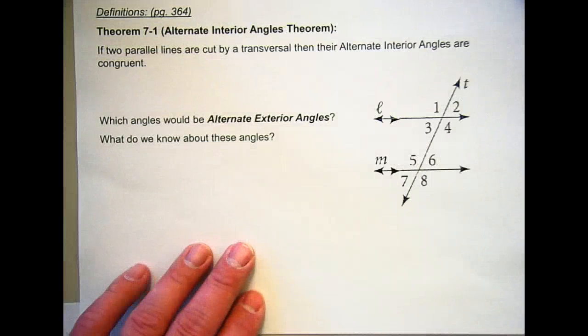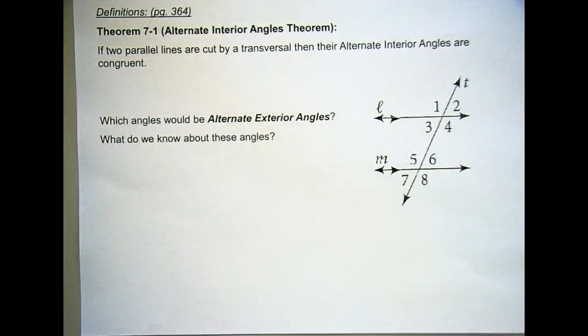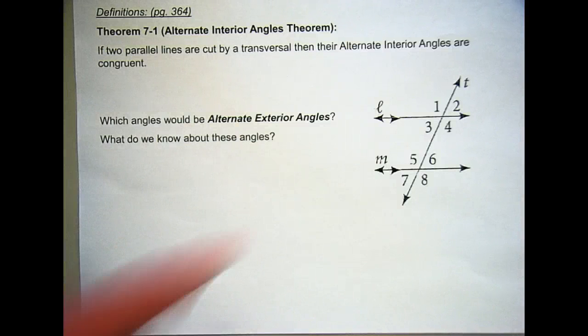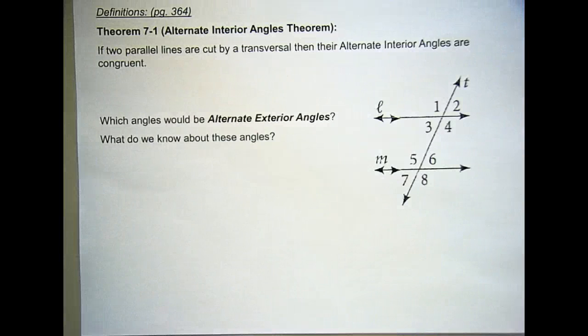All right. Next one, alternate interior angles, theorem 7-1. If two parallel lines are cut by a transversal, then their alternate interior angles are congruent. Alternate interior. So when I say alternate, I mean opposite sides, alternating sides of the transversal.